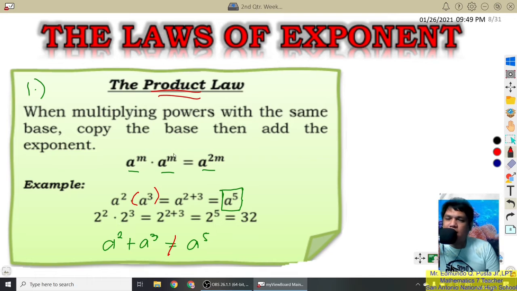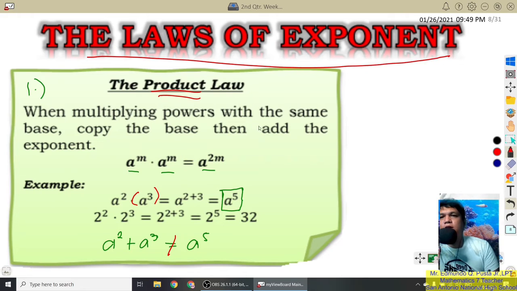Sabi na topic natin last week, like terms, you can only add and subtract like terms. Now, when we're talking about laws of exponents, we're not talking about like terms. So this one is in multiplication. For the numbers, 2 squared times 2 cubed is equal to 2 raised to 2 plus 3.